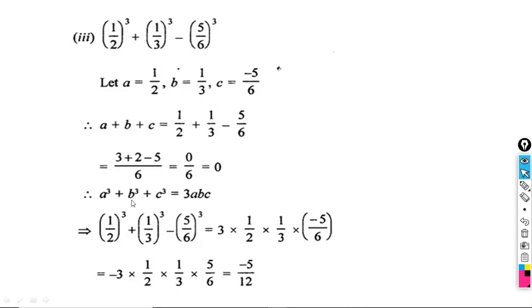It means we will use this identity, a cube plus b cube plus c cube is 3abc. So we get 3 times a is 1 by 2, b is 1 by 3, and c is minus 5 by 6. Here this 3 cancels with the 3, and finally we get the result minus 5 upon 12.